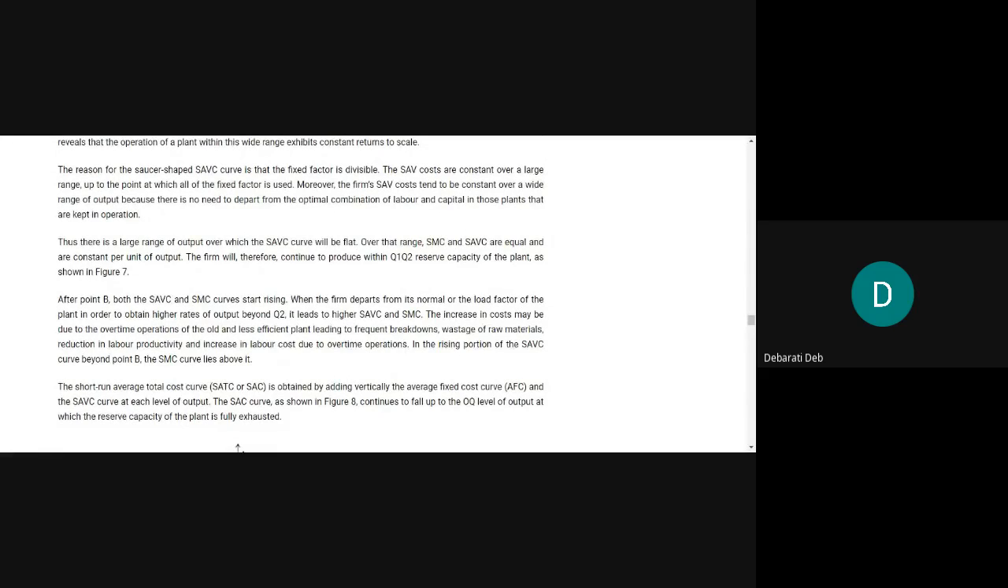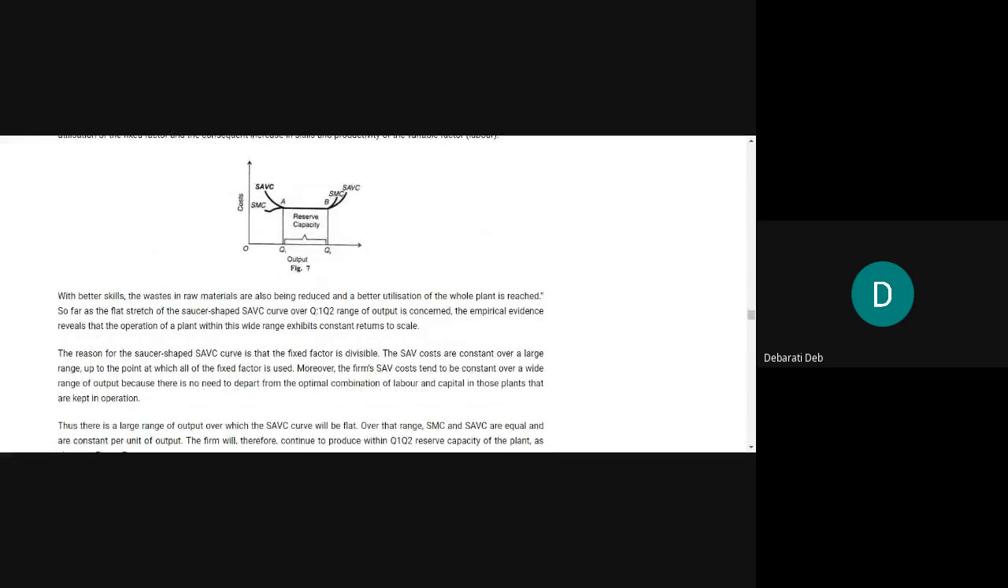Thus, there is a large range of output over which the SAVC curve will be flat. Over that range, SMC and SAVC are equal and are constant per unit of output. So here you see in the diagram, both SMC and SAVC are meeting each other, isn't it? Both of them are the same. One curve is overlapping the other curve. That means both SMC and SAVC are constantly the same in this range, right?